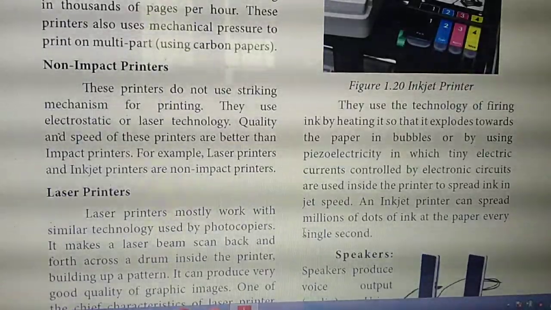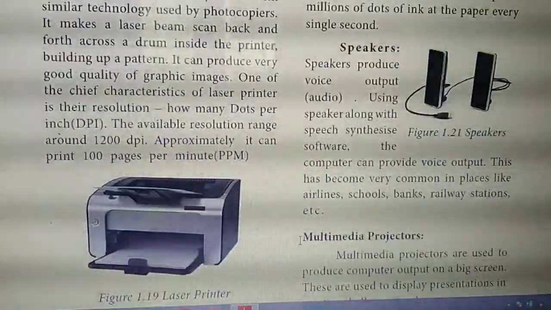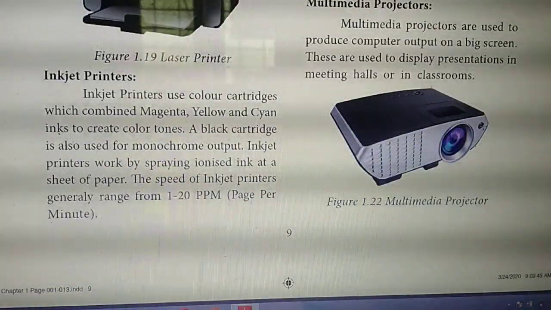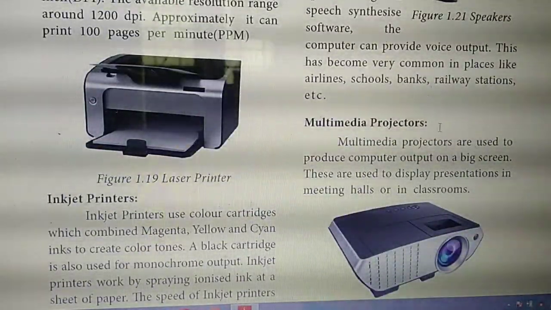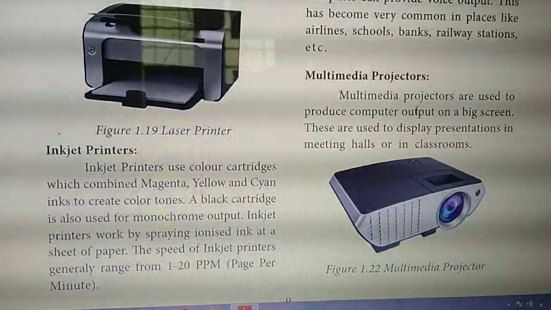That inkjet printer in full. Then multimedia projector, this one. Only these 3 lines. If possible, draw the diagram, otherwise leave it. Multimedia projector, page number 9, the same page only. This paragraph.